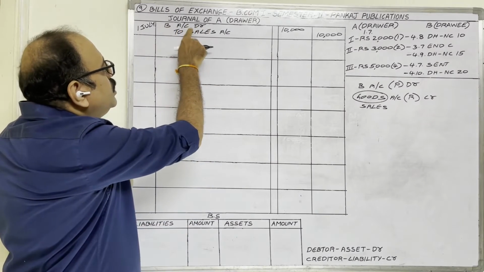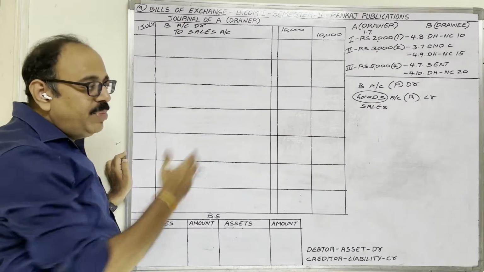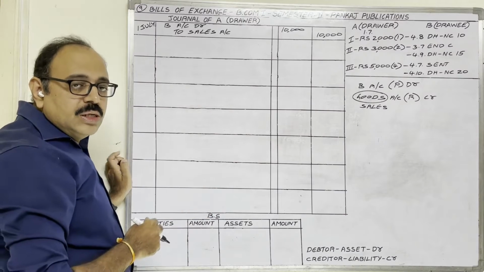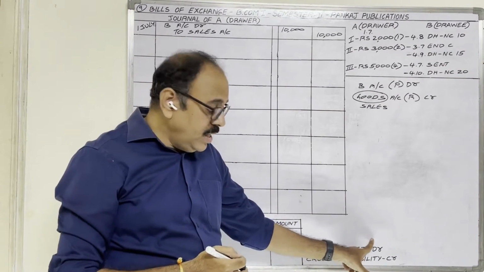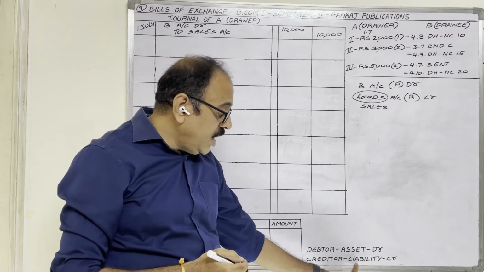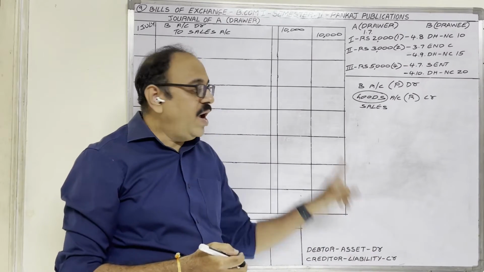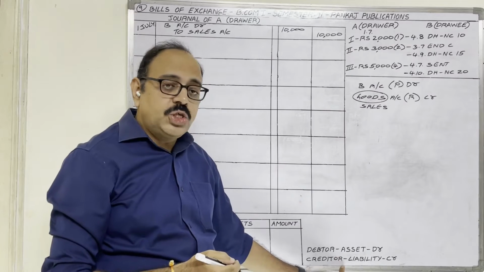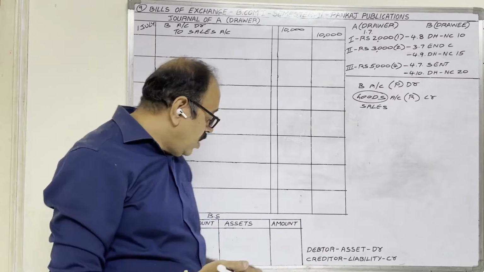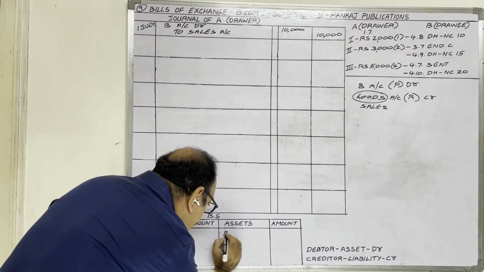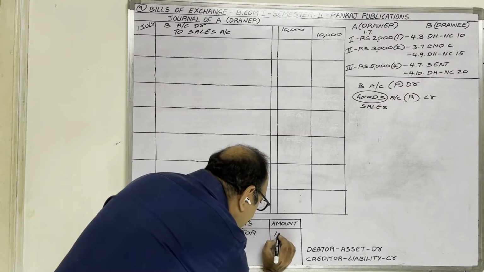Now B is becoming a debtor because B has to pay the money to us. So debtor is an asset. Asset shows a debit balance. Creditor is a liability. Liability shows a credit balance. While writing the journal entries, remember these 2 important points. Now B is a debtor. Debtor is an asset. Asset side, debtor, amount 10,000 rupees.